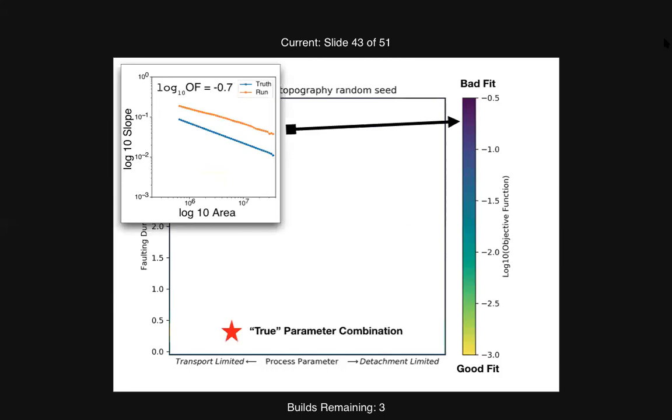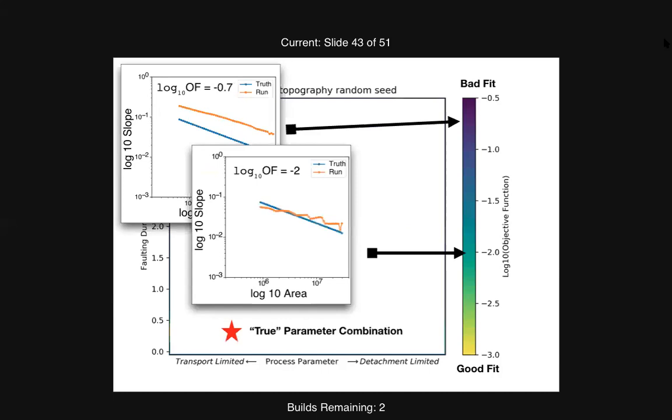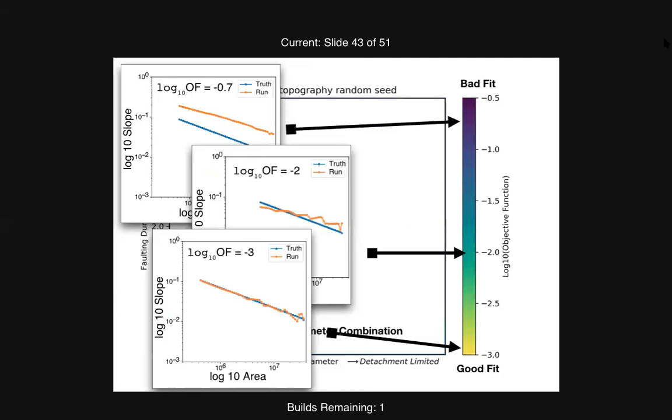I want to orient you to the values of the objective function, and so you can see what they mean for the difference between the true and candidate parameter sets. This comparison has a log objective function value of negative 0.7. It's a pretty bad fit. And these two have values of negative 2 and negative 3. So I think we can calibrate our minds to saying that a good fit is in the yellow and green colors.